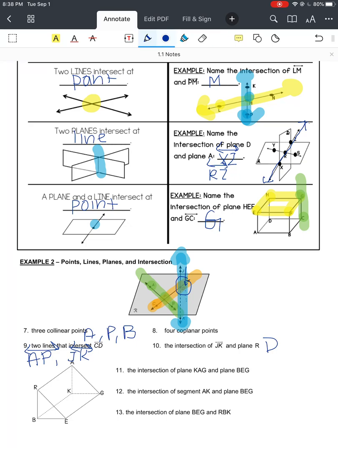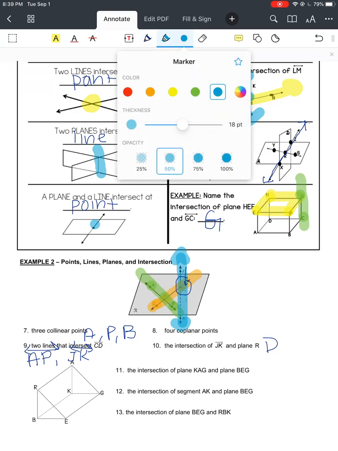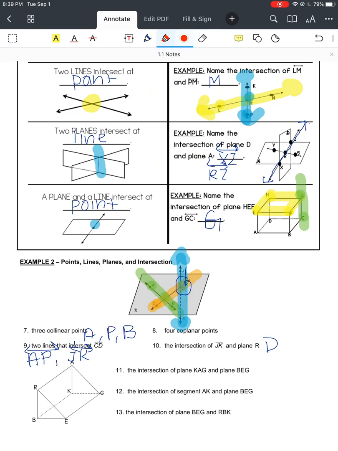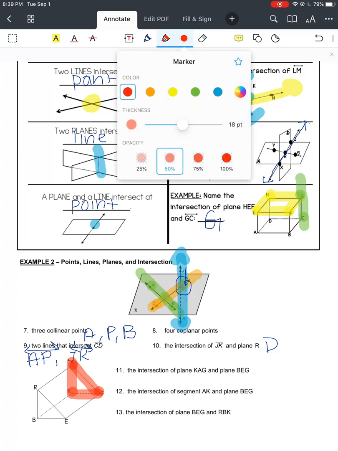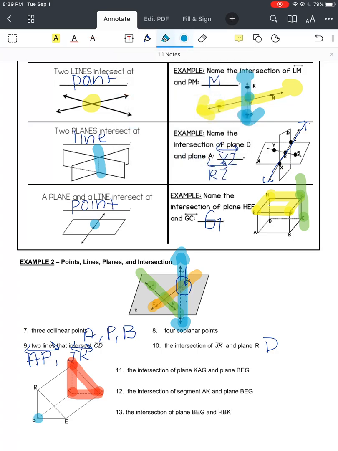All right, last one we'll do together is number 11. And again, always check your answer against the key online. Number 11, the intersection of plane KAG. So we're going to use our new picture now. And in red, I'm going to highlight K, A, and G. So this plane is this triangular face on this prism. And plane BEG. So I'm going to locate B, E, and G here with blue. B, E, and G is this bottom face of this prism.